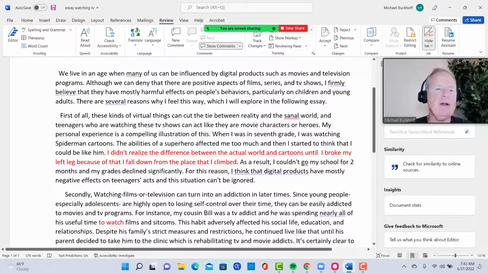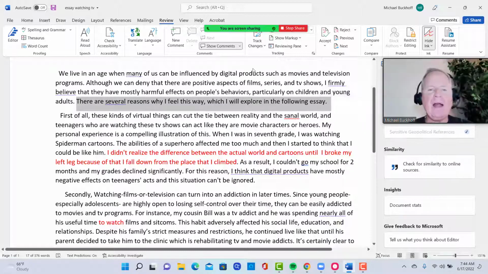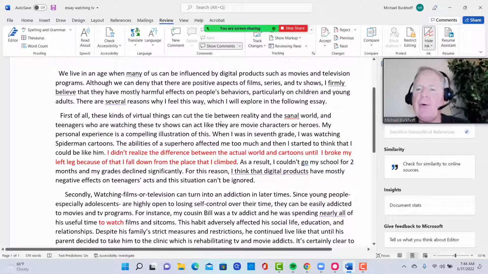So get rid of this. And instead of using this particular sentence, use a thesis that actually mentions the key points in the topics of your body paragraphs, right? And also get rid of the other one, my personal experience is a compelling illustration of that. That doesn't work. Okay, so I think you can improve the intro and your thesis, as I've already said.